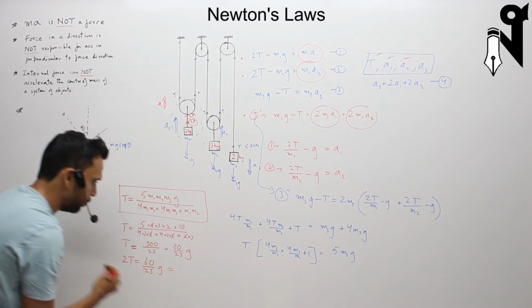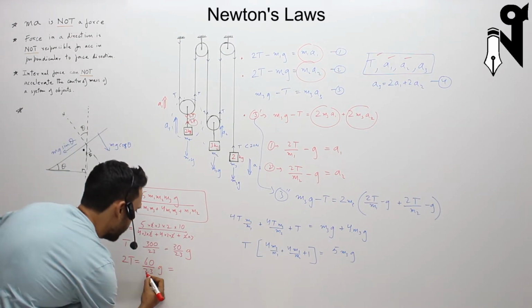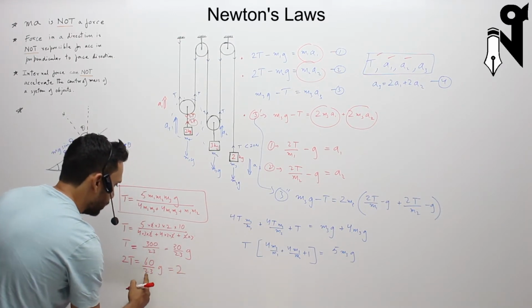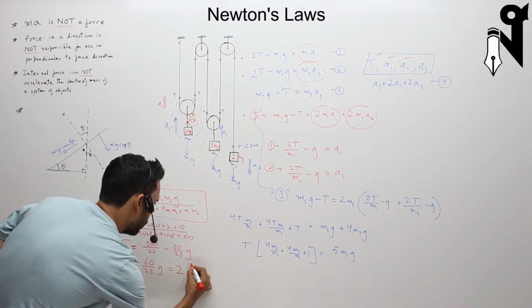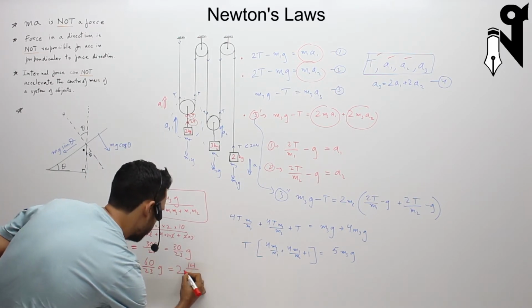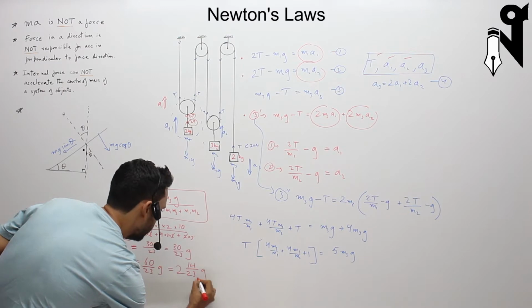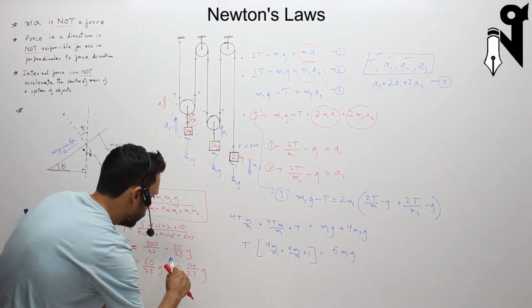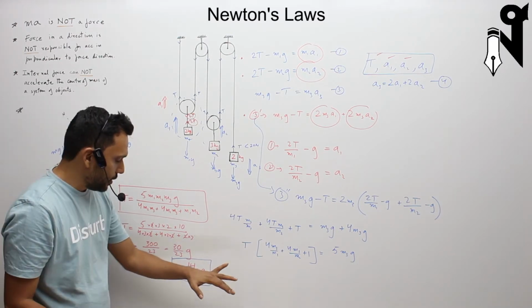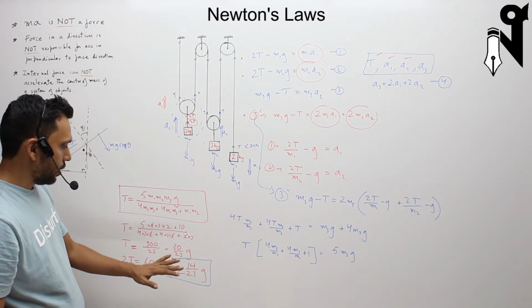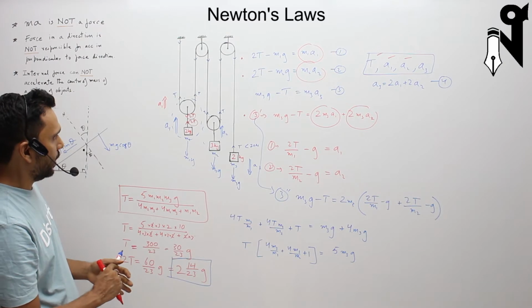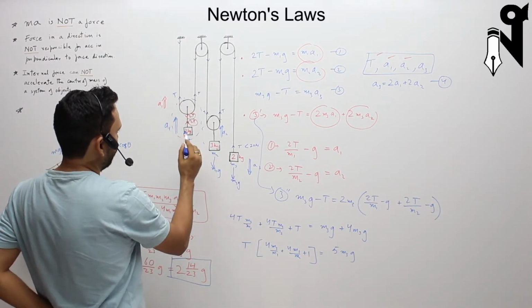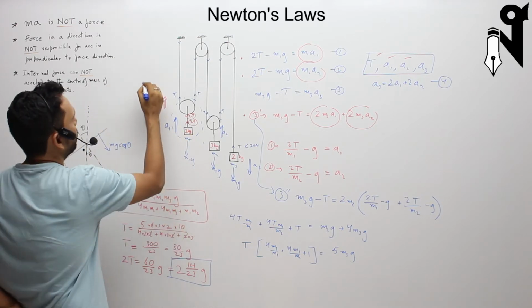How much is that in fractions? It is 2 times, if I make improper fraction, 46, so 14 remains on top by 23g. So this 2T tension is equal to 2 point something times g. It is not equal to 3g. Meaning to say what? It is good enough to pull this 2 kg mass up.